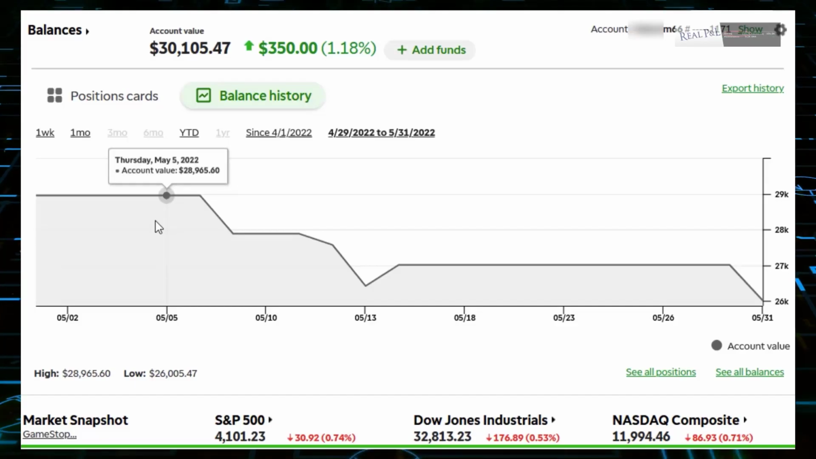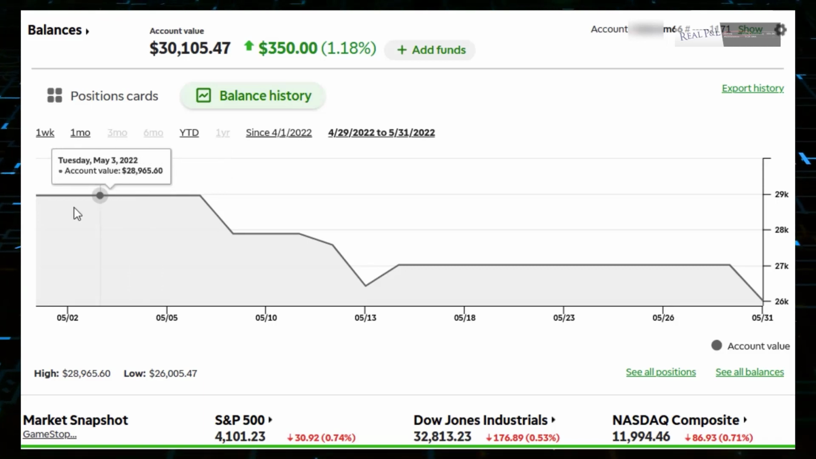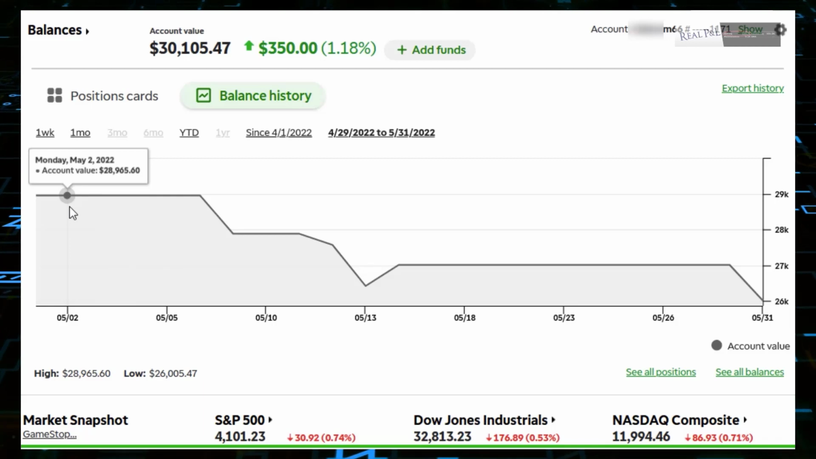Okay, now we'll look at the Premier Level 5. We ended that account at $29,865. So that's what it was at the beginning of the month. And we started this account with $30,000 overall.